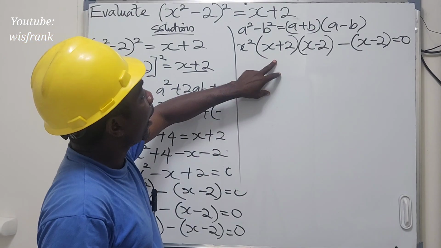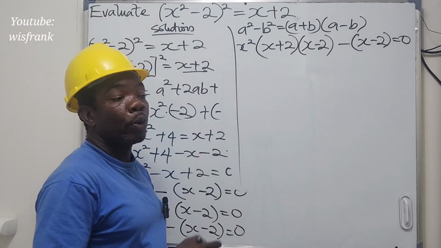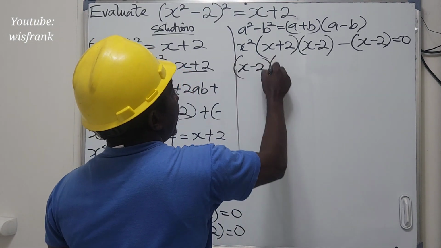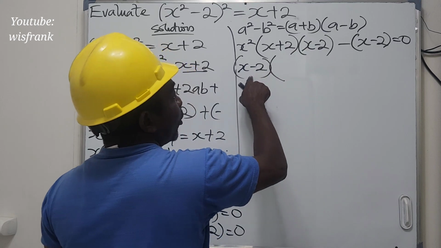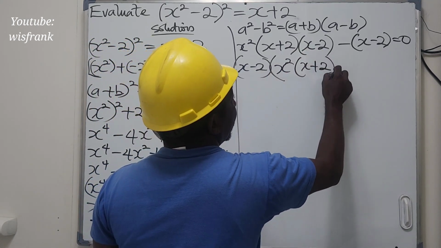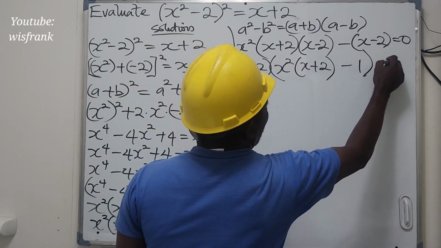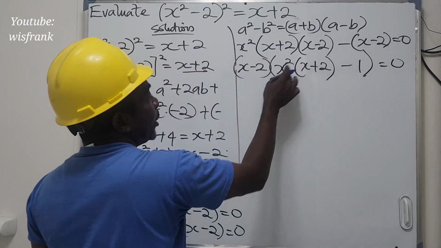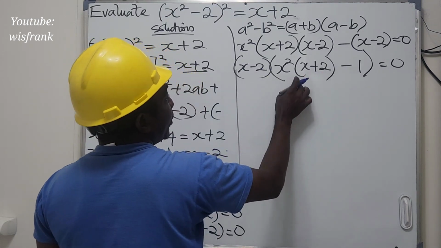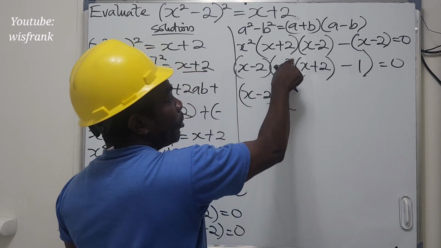Here we have x − 2, and we also have x − 2 here. So they are common, we can factor it out. This will become (x − 2), then into, you divide the whole of here by x − 2, will become x²(x + 2). Divide the whole of here by x − 2 will become −1, all equals 0. In this situation, we can expand this. So this will become (x − 2) into x² times x.